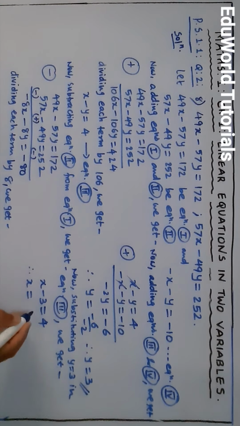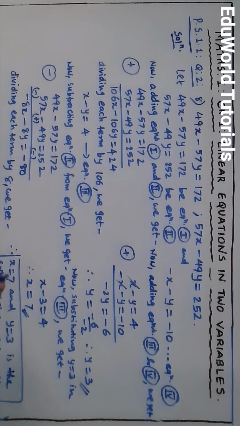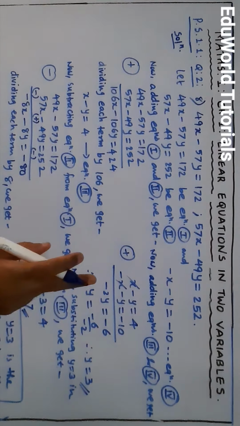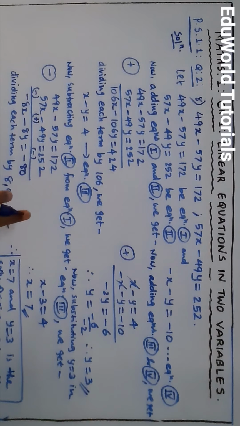So what is the value of x? x is equal to 4 plus 3, that is 7. This is the other variable x. Therefore x equal to 7 and y equal to 3 is the solution of the given simultaneous linear equations. Please write the full form, box the answer. This is the answer to the 8th question, a special type of linear equations in two variables where x and y coefficients are interchanged. Very easy sum. I hope you have done this sum.